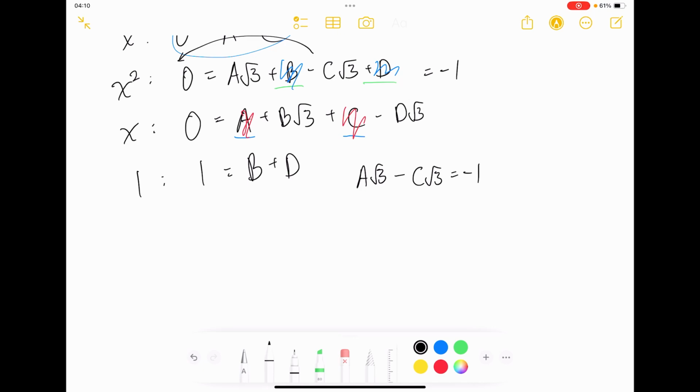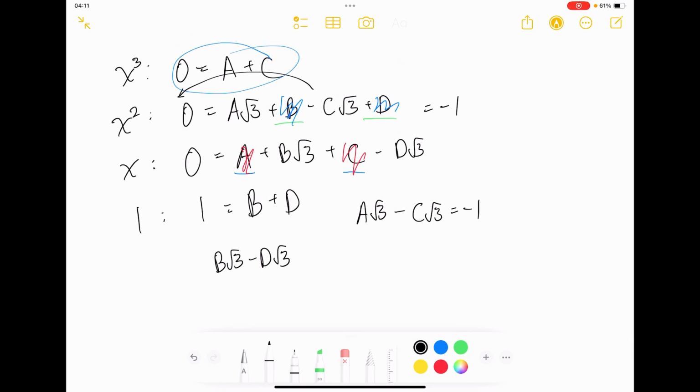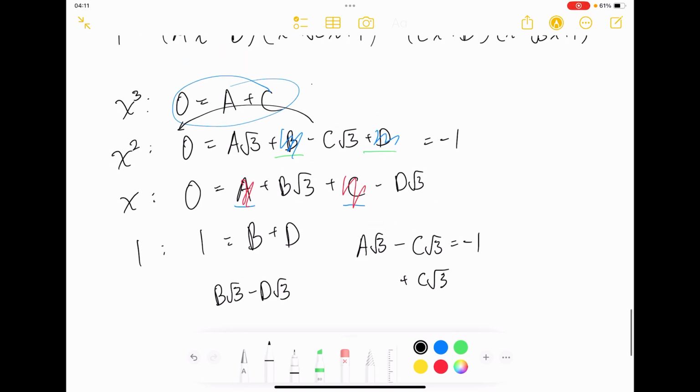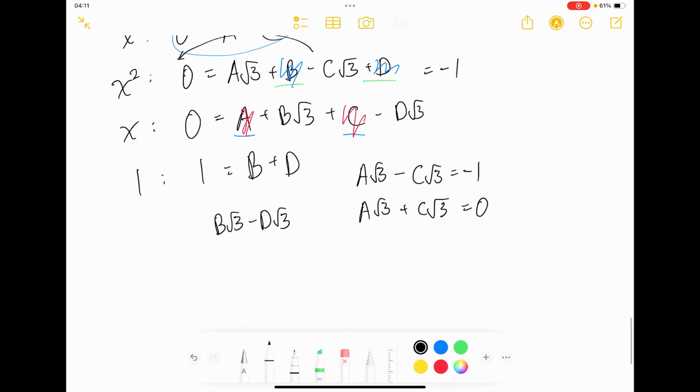And what else? B root 3 minus d root 3 is 0, which doesn't seem to help that much. What is going on? Right, so because I have a negative c root 3 here, I want a plus c root 3 to eliminate that, and I can get that by multiplying this entire thing by root 3, which doesn't affect it, so I've got a root 3 plus c root 3 is 0. There we go.